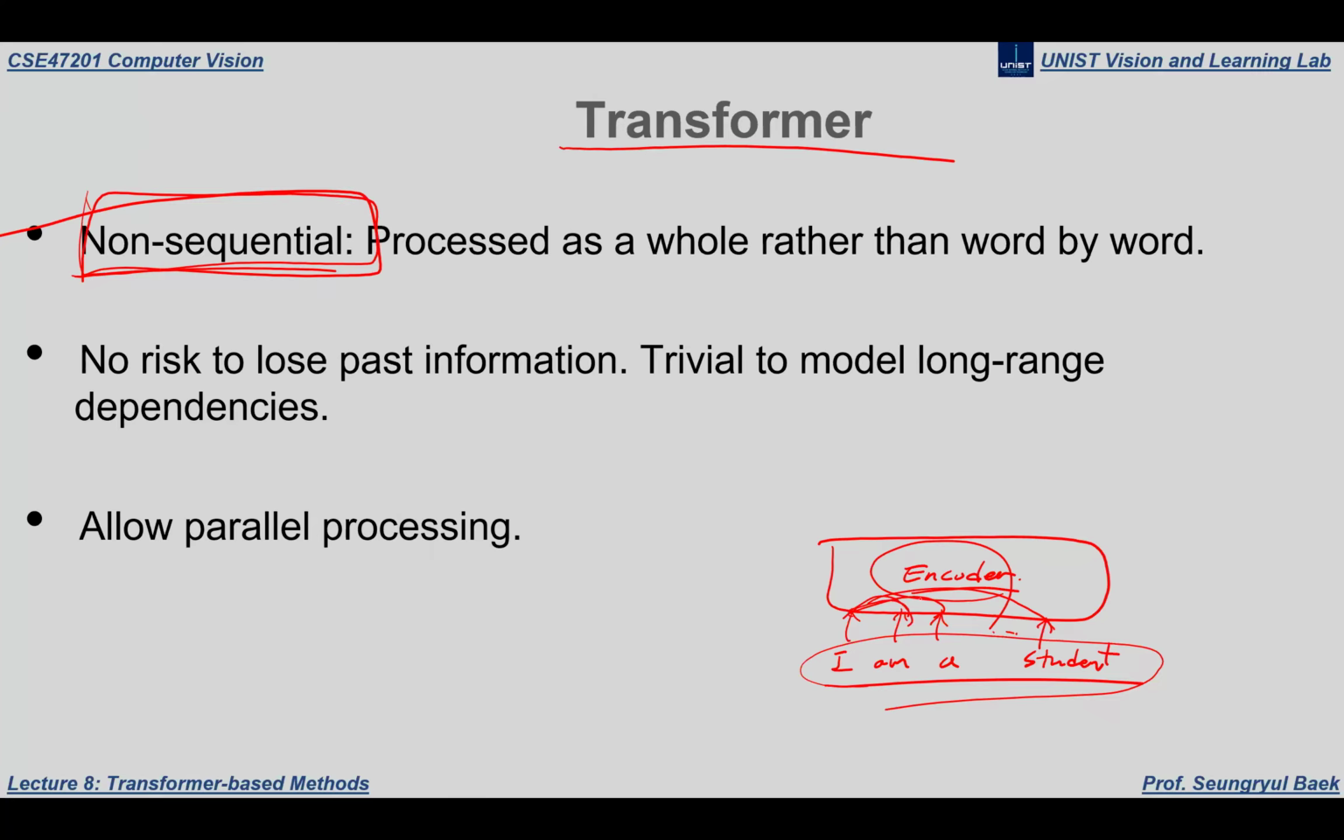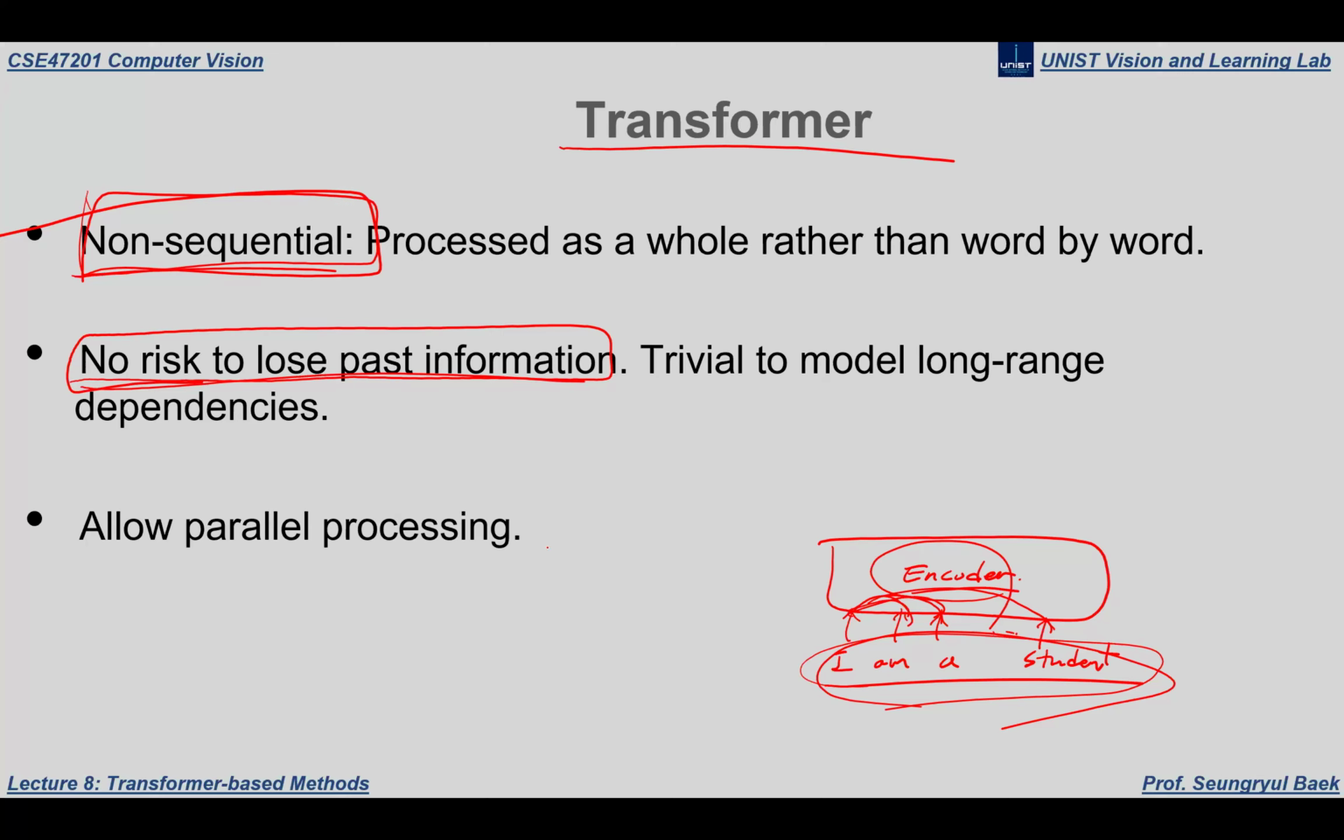Because they are considering all the words in parallel, and at the same time, because of that, there's no risk of losing the past information. LSTM by nature, even though they improve the RNN using adaptive learning schemes for how to forget and how to retain the information, thanks to that module, LSTM loses less information compared to the RNN. But in the transformer, all the tokens are already available, so there's no risk of losing the past information. Okay, that is the merit of the transformer.